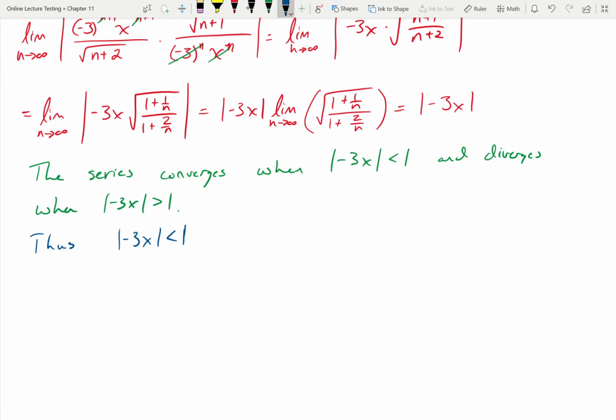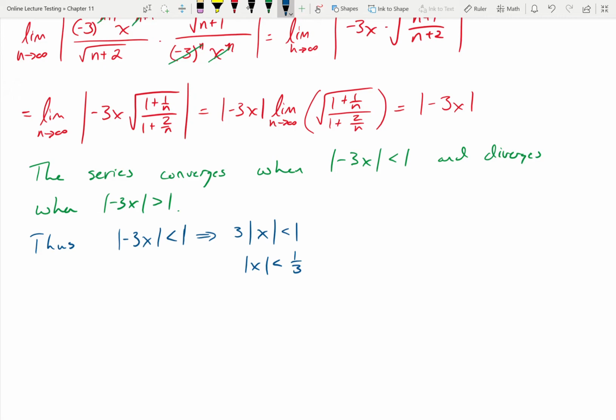So what we need to do is first I'm going to pull that 3 out with the absolute value. So that means that I'm going to get the absolute value of negative 3 is positive 3. This is less than 1. Then this is x is less than 1/3.